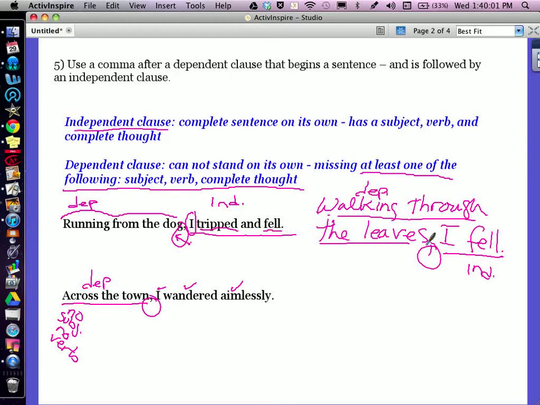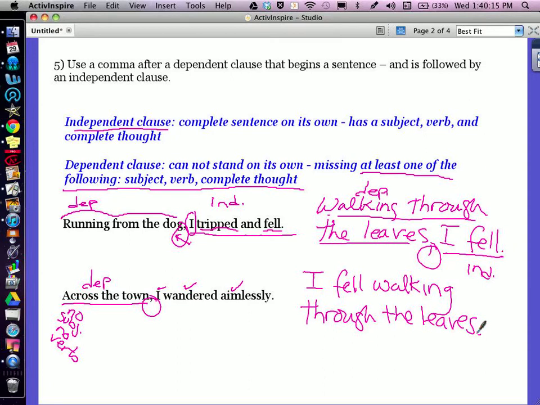So just remember what I said before also, that if it's the reverse, there is no comma. If it is I fell walking through the leaves, if the independent clause is first, there is no comma. It would just be like that. If I were to do I tripped and fell running from the dog, no comma in between them. I wandered aimlessly across the town, no comma in between them. But if the dependent clause is first, followed by an independent clause, then you must have a comma in between.